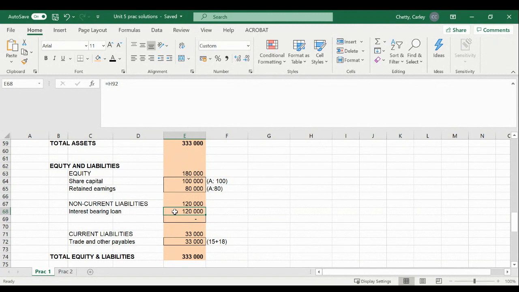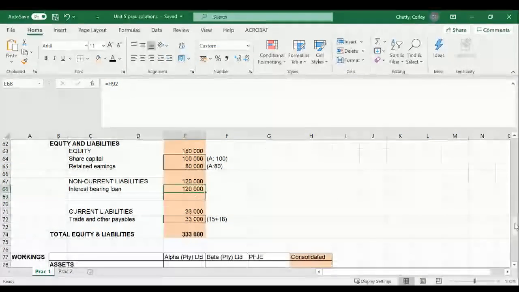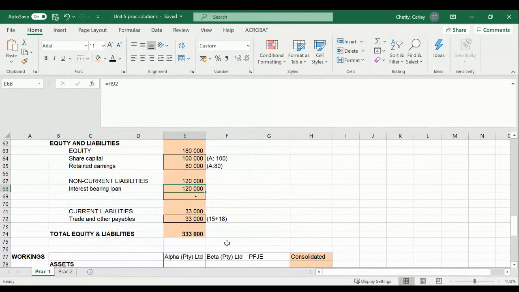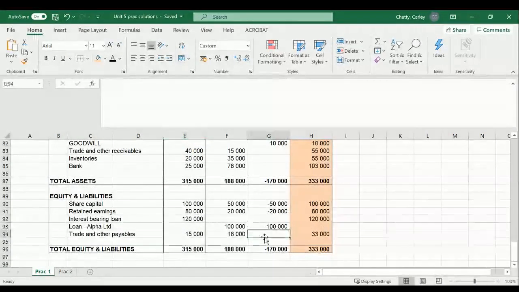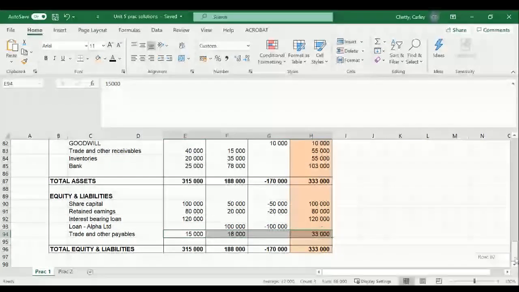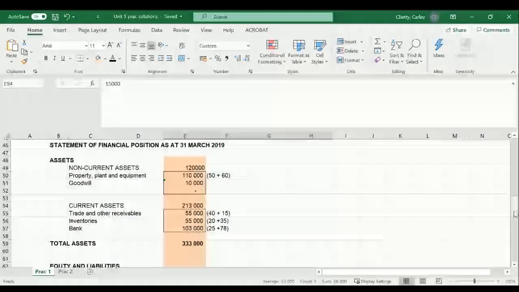Then we have our interest-bearing loan here of 120,000 Rand. And we said that this was an external loan. It was not intragroup, so therefore it was not eliminated. Then we had current liabilities. We had trade and other payables of 33,000 Rand consolidated, and this was made up of 15,000 Rand of Alpha and 18,000 Rand of Beta. So remember, we did this working here. We added 15,000 plus 18,000, and that gave us 33,000.